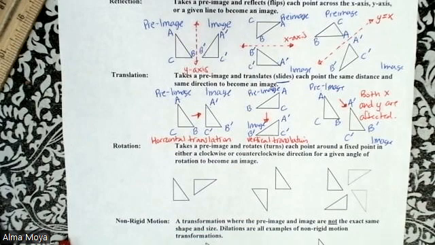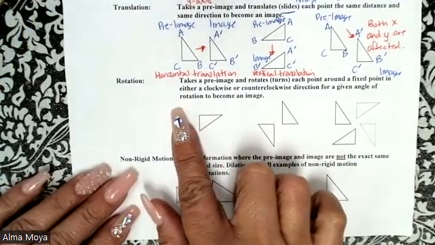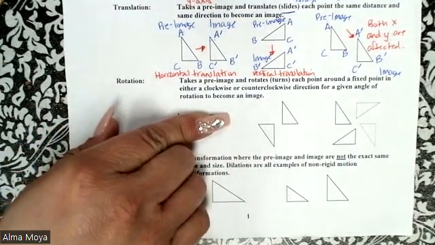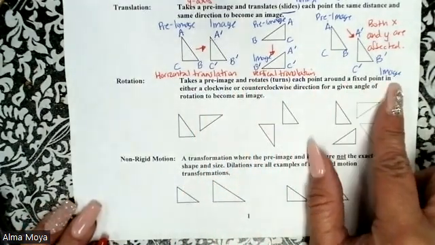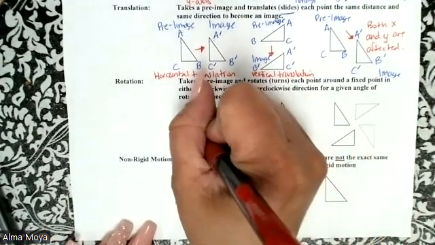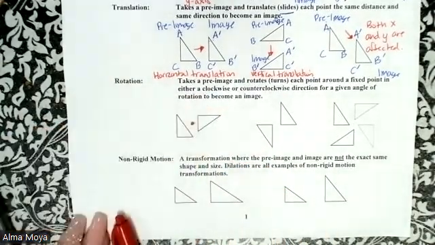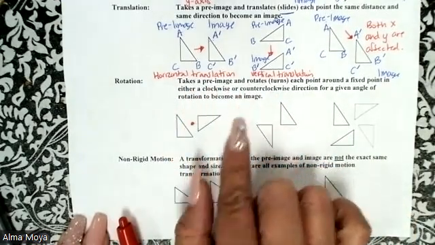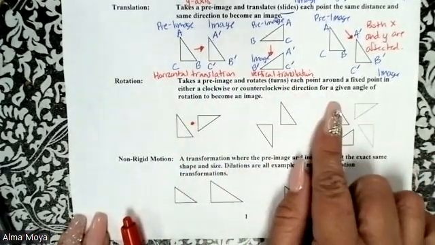Now the next one is rotation. You are taking a pre-image and you are rotating it to the image. So basically right here, you are going to rotate, which turns each point around a fixed point. Like right here, the fixed point would be somewhere right here. And basically what I'm doing is I'm rotating my triangle this way. Now, either you are going clockwise or counterclockwise. So remember, clockwise is which way the clock turns on a regular clock? Counterclockwise is the opposite direction.